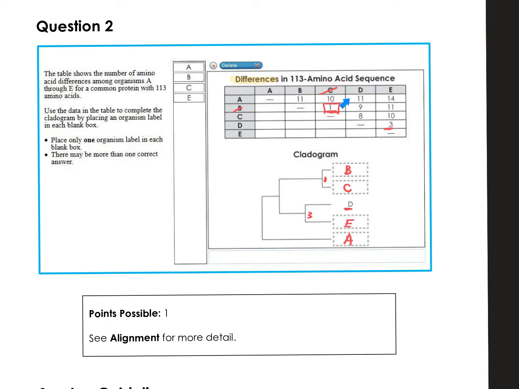So A being different from B, C, D, and E, the most different from all of them, should be out here. B and C are very close to one another. We can see there's only one difference. They should be together. And D and E should be together. Notice they have a common ancestor right there. They only have three differences. So this setup here shows clearly that B and C have a common ancestor recently. D and E have a common ancestor relatively recently. Where A and the rest of them have a common ancestor way, way back in the evolutionary history.